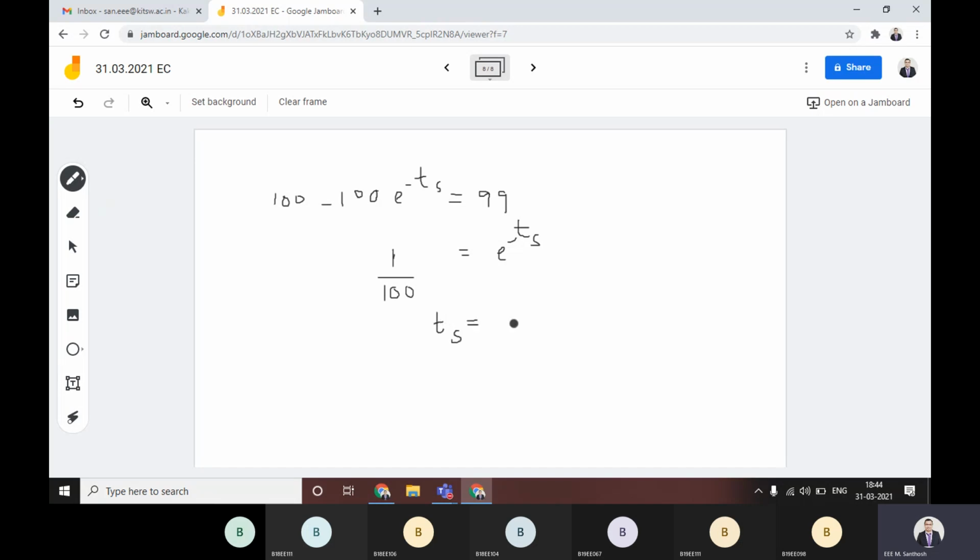From this expression you can tell if you apply logarithm. Hmm? 3 seconds? 3. I am getting this much: 4.605 seconds.